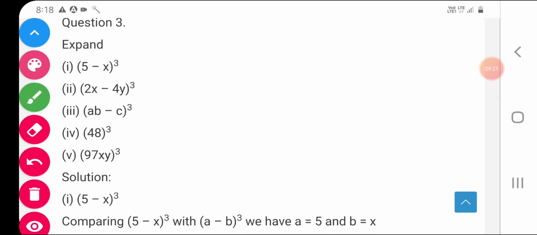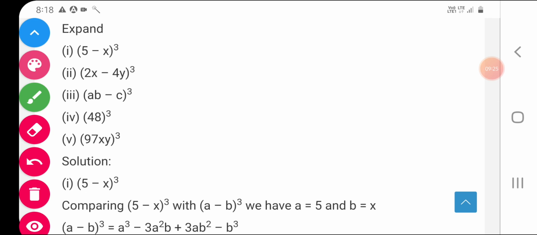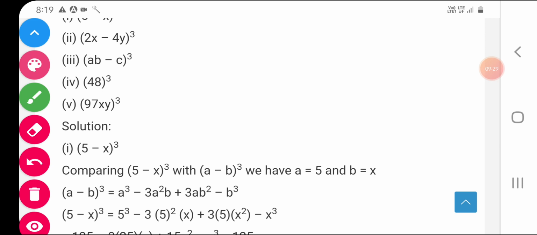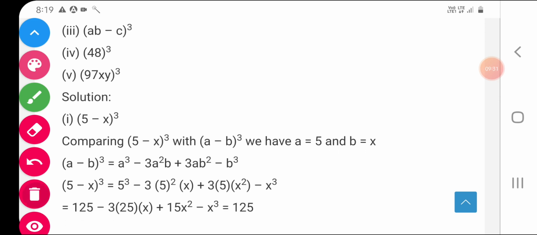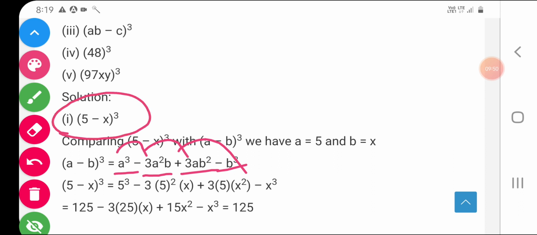Question number 3, 5 minus x the whole cube. We have to expand 5 minus x the whole cube. Here the formula for a minus b whole cube is nothing but a cube minus 3a square b plus 3ab square minus b cube. Alternate values will have the negative sign. That will be the formula for a minus b whole cube.